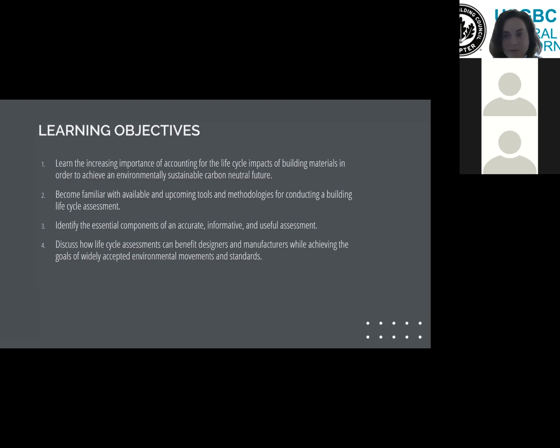And in terms of what we want to take away from today, what we want to let you understand is the importance of a life cycle impact for building materials, what tools and methodologies are available today, what makes up the life cycle impact analysis, and also the benefit of a life cycle impact assessment for designers and the building industry as a whole.